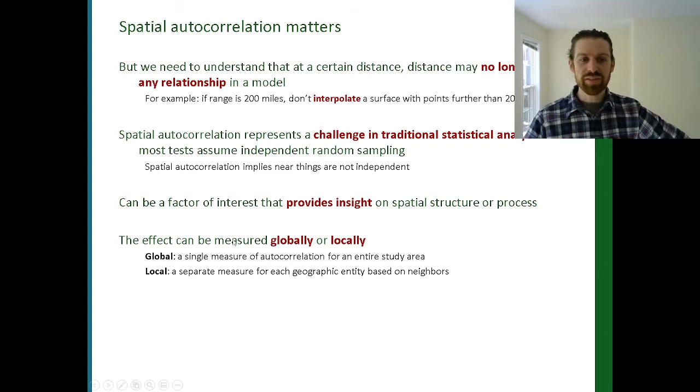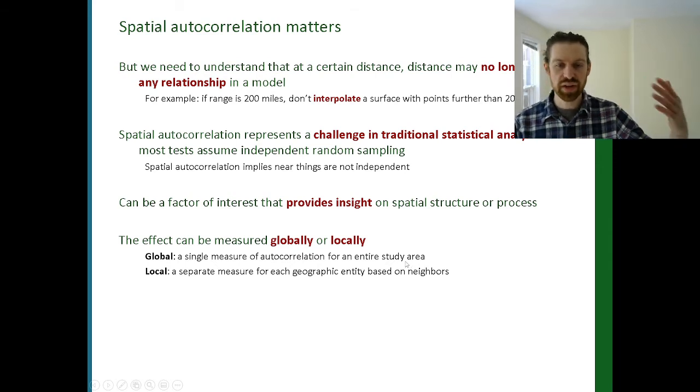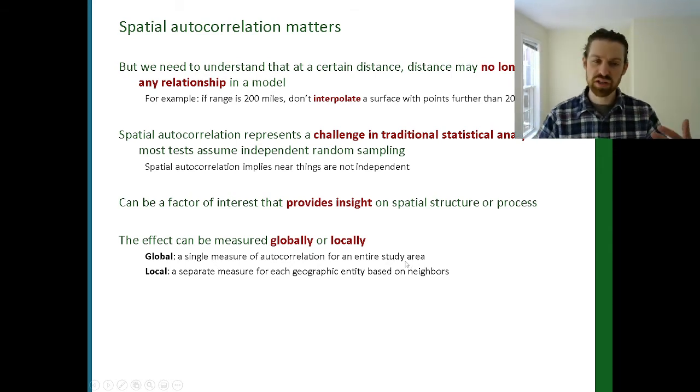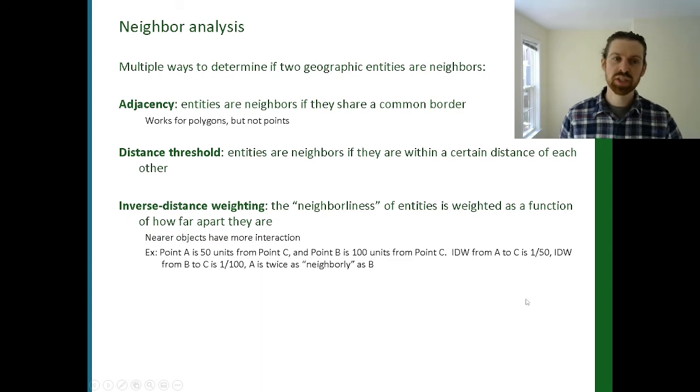Okay, so you can have this spatial autocorrelation issue either being global within your data set, so you can use a single measure of autocorrelation for an entire study area, whether that's Fairfax City, Fairfax County, or the whole of the state of Virginia. Or you could actually have a separate measure for each geographic entity within your data set based on the neighbours which each entity has. So you could look at the local spatial autocorrelation.